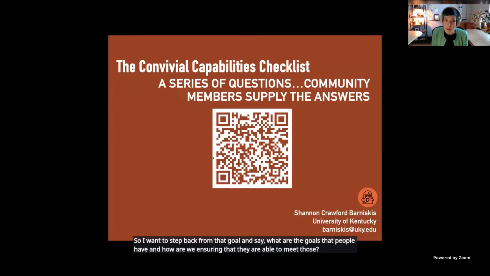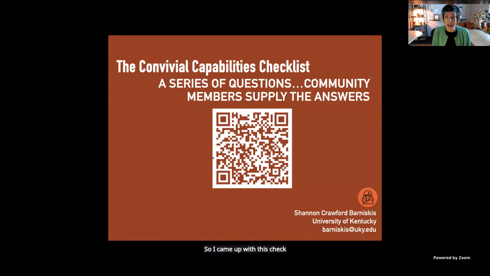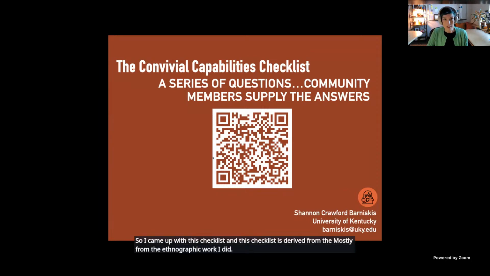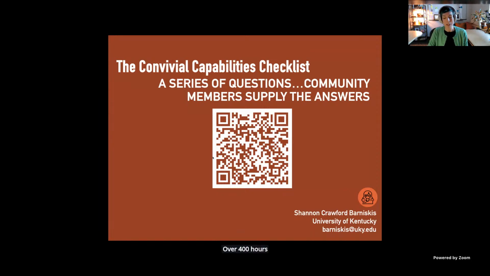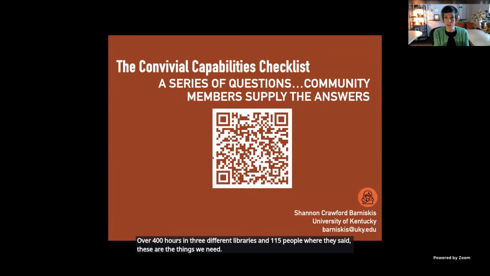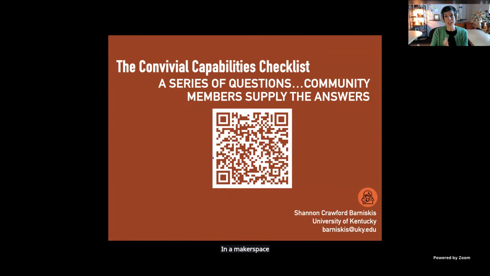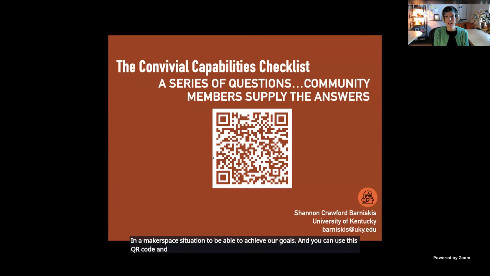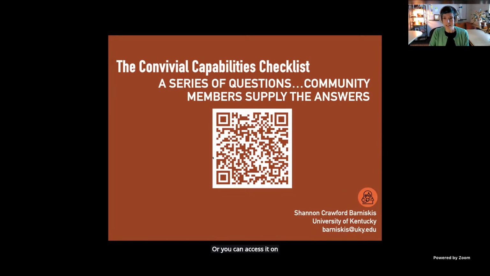So I came up with this checklist, and this checklist is derived mostly from the ethnographic work I did over 400 hours in 3 different libraries and 115 people, where they said, these are the things we need in a makerspace situation to be able to achieve our goals. And you can use this QR code and link directly to a copy of the Convivial Capabilities Checklist, or C3 as I call it. Or you can access it on my website, drscb.com, and you can find it on the Makerspace tab.